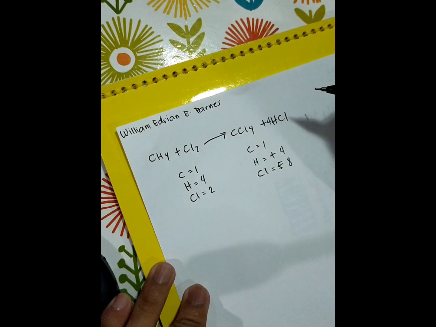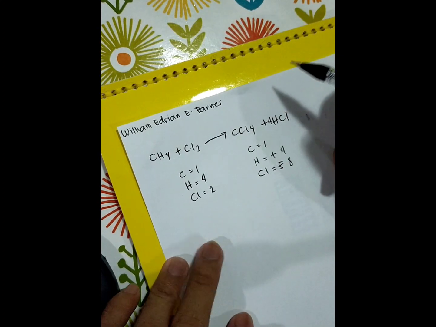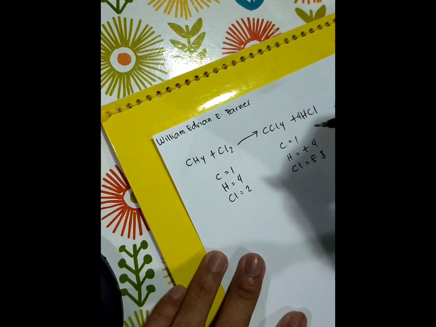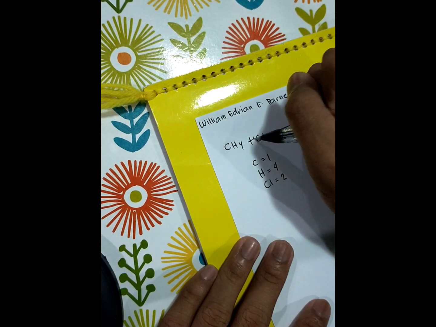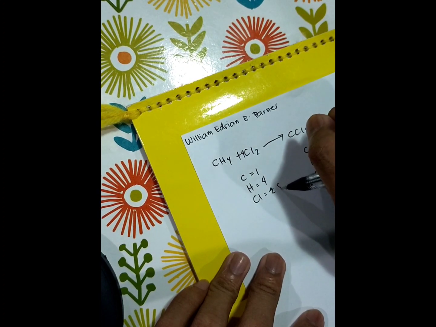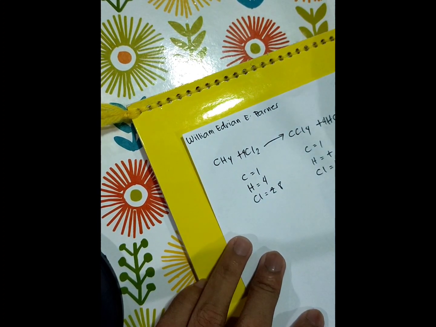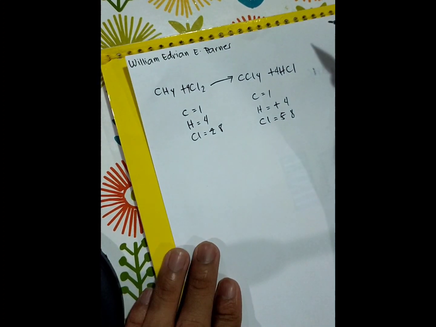So the last one is the chlorine. We must also balance it. So we must add a coefficient here in front of the Cl2 so that it will become 8. And now these are correctly balanced.